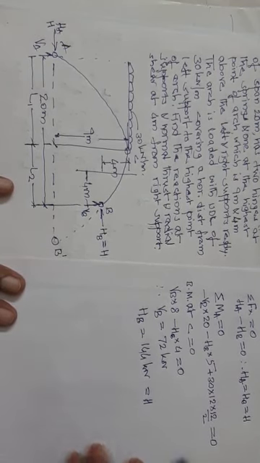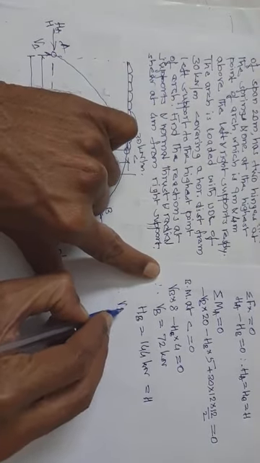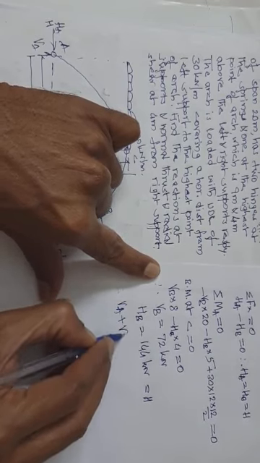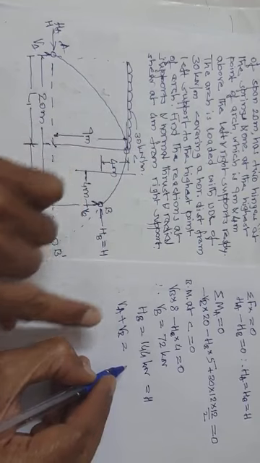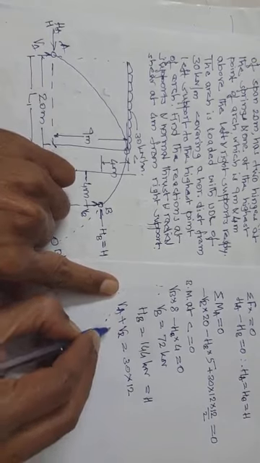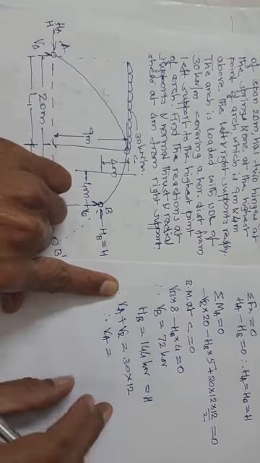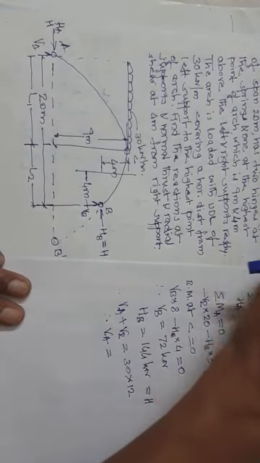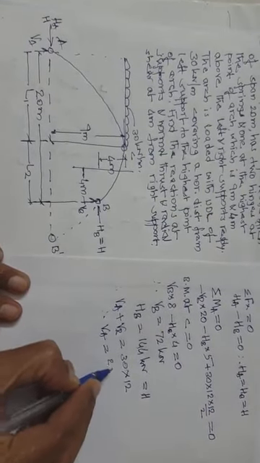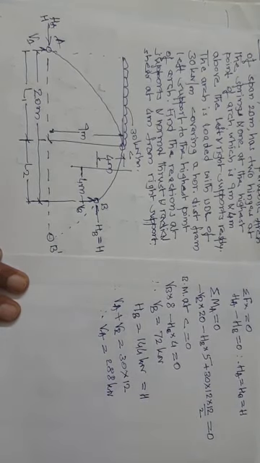So after getting this H, you can get VA also, if you want. Therefore VA is what? If you write sigma Fy, VA plus VB equals the total downward load, that is 30 into 12. Therefore if you calculate VA here, 30 into 12 minus 72, you are going to get VA as 288 kilonewton, right? This is how to get the reactions.